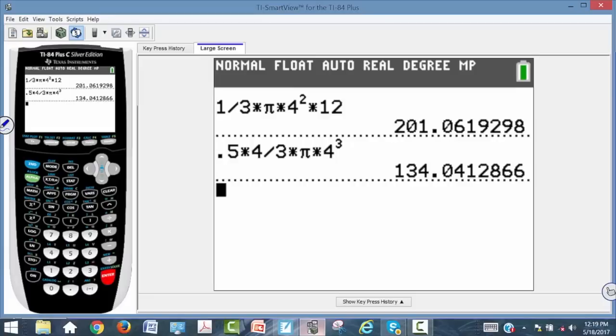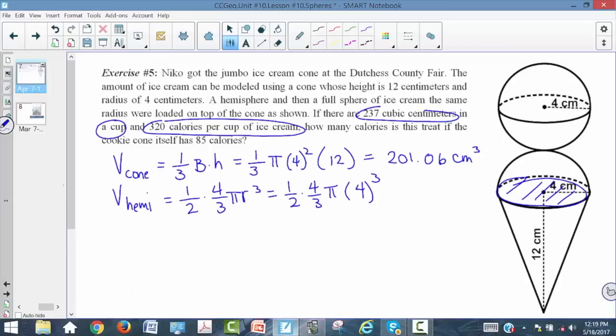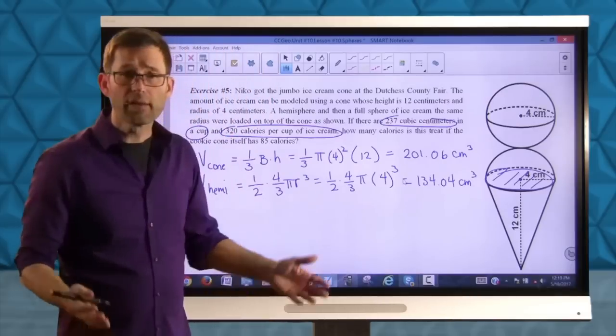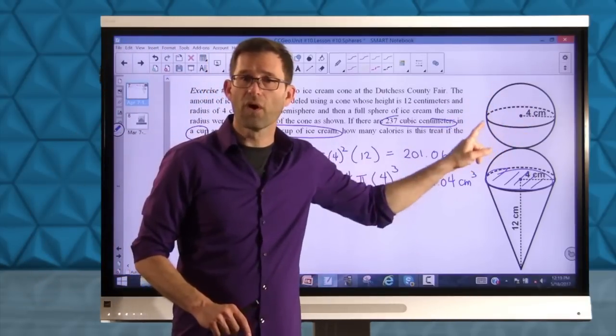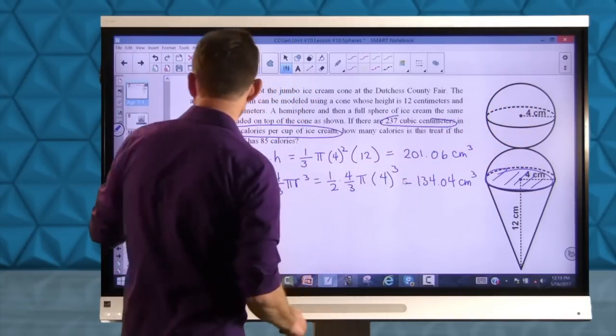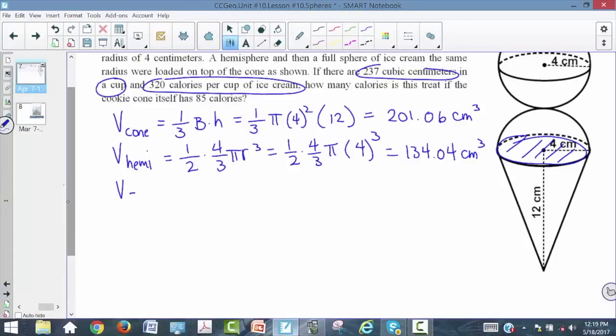134.04 cubic centimeters. All right, let's note that, 134.04 centimeters cubed. And finally, and this one's going to be fairly easy, is just the volume of the ice cream in that sphere, which is just going to be 4/3 pi r cubed. Seem to have a little bit of a buzzing going on in here, but hopefully it will be gone soon enough, or not. So 4/3 pi times 4 cubed.